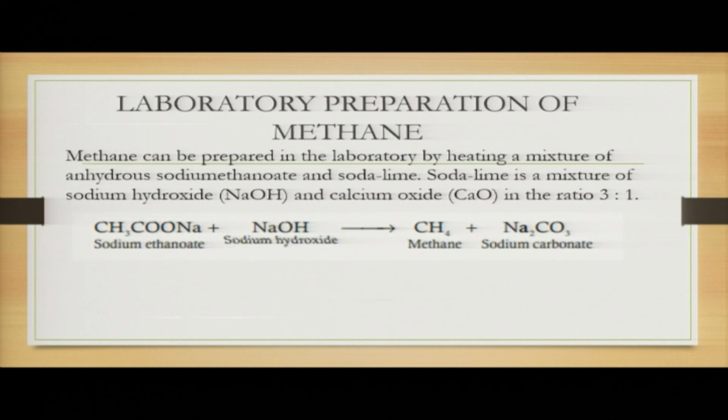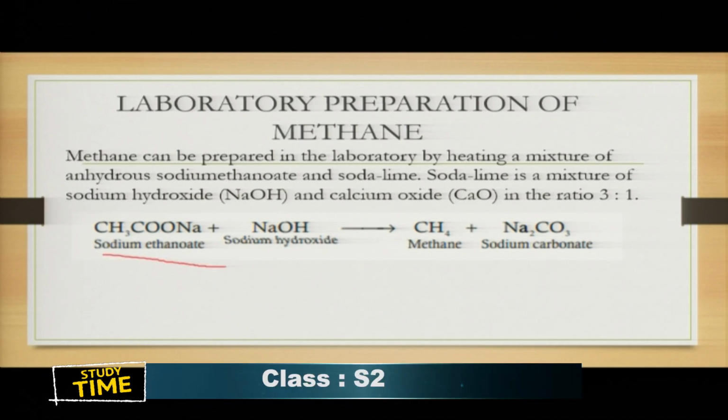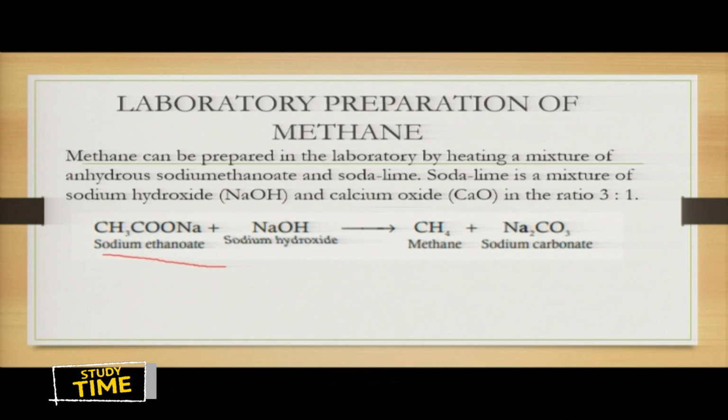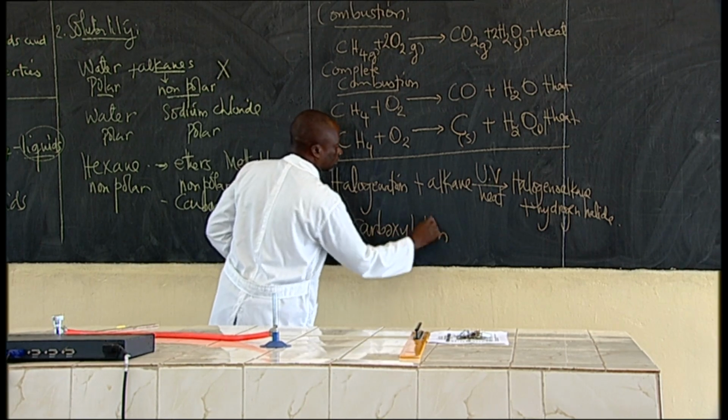So we can also look at the preparation of methane. It is mainly prepared by this reaction, sodium ethanoate reacting with sodium hydroxide to form methane, and this reaction takes place when there is heating. So this is the general method that can be used to prepare alkanes, and we call it a decarboxylation reaction.